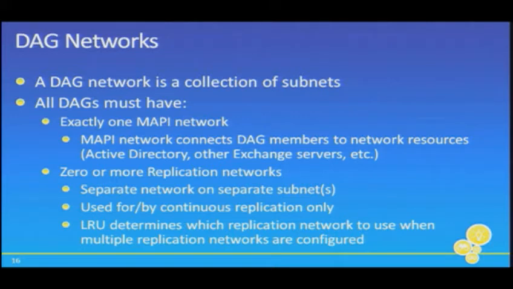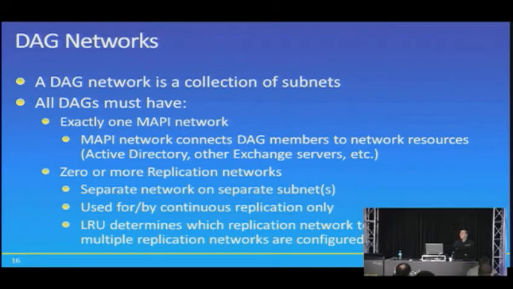If you add additional network cards, you're doing so because you want to add dedicated replication networks. And when you do so, those are the networks we'll use for replication unless they have a problem. If we have a problem on a replication network, we'll revert to using the MAPI network to keep log shipping going. Okay, it's pretty simple stuff.